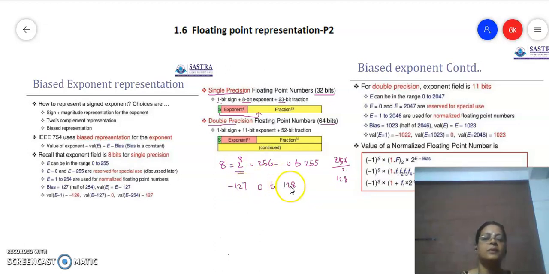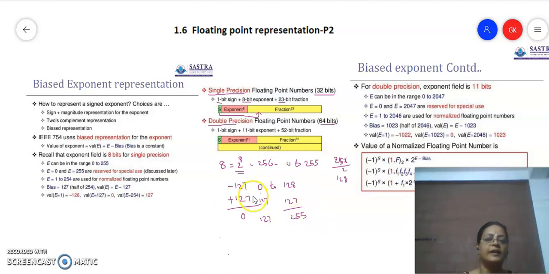If this is the range, the exponent will have a negative sign, and this negative sign has to be stored somewhere in the format, but we don't have any provision to include a sign bit for the exponent. That means we have to convert this negative exponent also into positive. How can we convert that? I want to make minus 127 into 0. That means if I add 127 to this number, minus 127 becomes 0. If I add 127 to 0, it becomes 127. And if I add 127 to 128, it becomes 255.